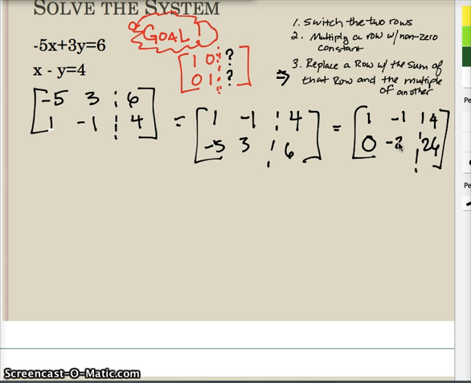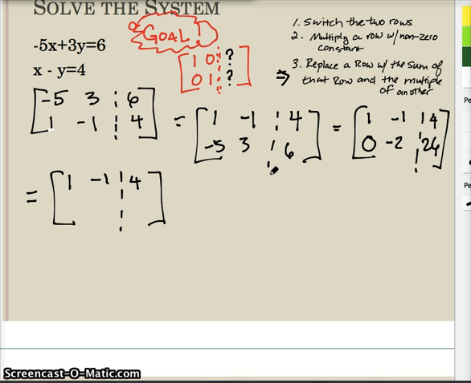I can make this -2 a 1 by using rule number 2. I'm going to multiply a row with a non-zero constant, right? So that means I can multiply by any old number I want as long as it's not 0. So here's my goal. I'm going to leave this first row as it is for now, right? Let me get my pen. I'm going to leave the first row as it is for now. So I'm going to rewrite that 1, -1, and 4.